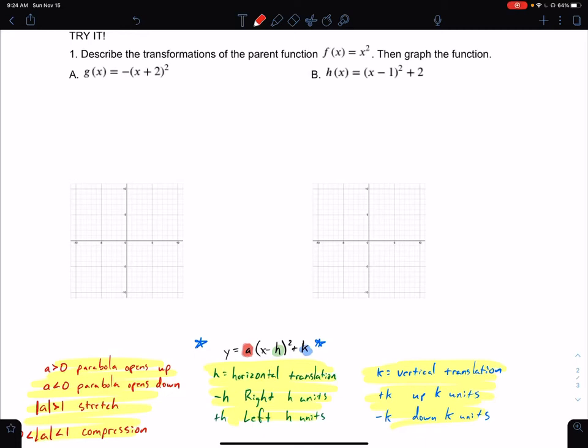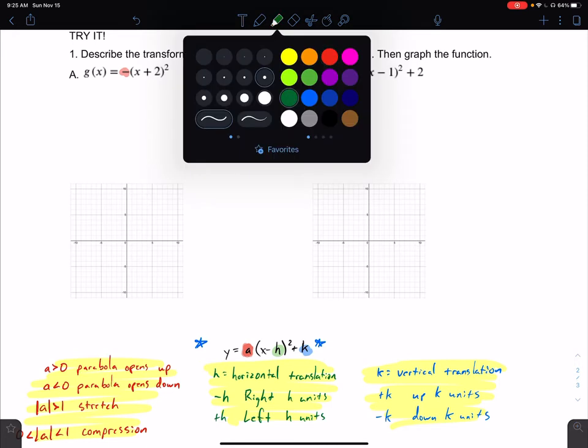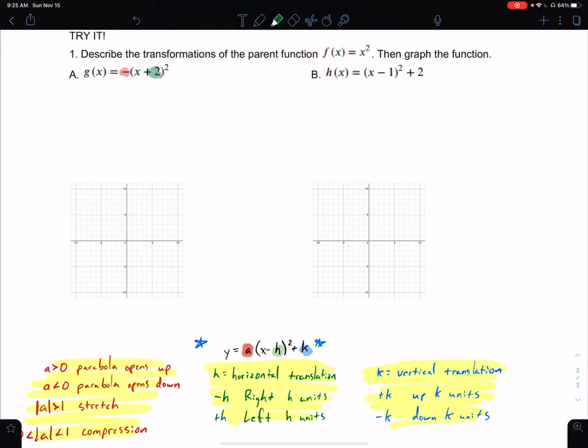Here we're going to look at the triad problems. So number one, describe the transformations of the parent function f of x equals x squared, and then graph the function. Part A, we have g of x is equal to negative (x plus 2) squared. So we have a negative here, we have our plus 2, and then our k value would be outside here.